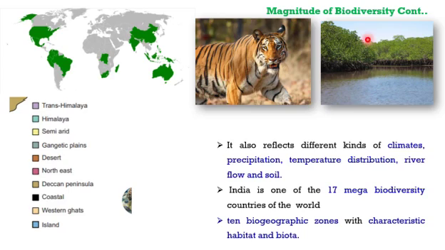This tiger has adapted to live in this highly adverse environmental condition, and this tiger is endemic to the Sundarban forest. So this Bengal tiger is found only in this place, correct? These are the biota in this forest, the animals and plants.